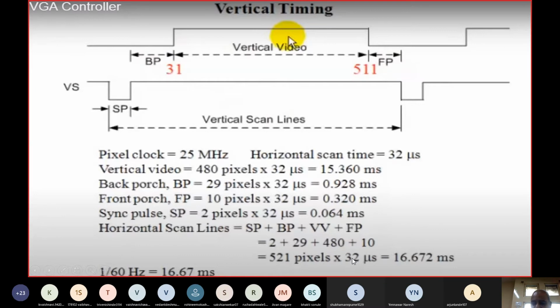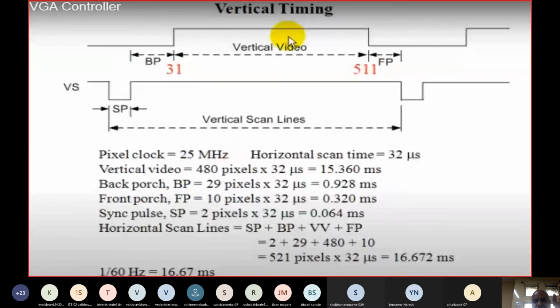Into 32 microseconds, that will give you what we call the line frequency. That is the line frequency of your horizontal oscillator, and as 60 frames are shown per second, that frequency will be 1 upon 60, it will be 60.67. Obviously all these calculations are related to your NTSC system, not the PAL system.